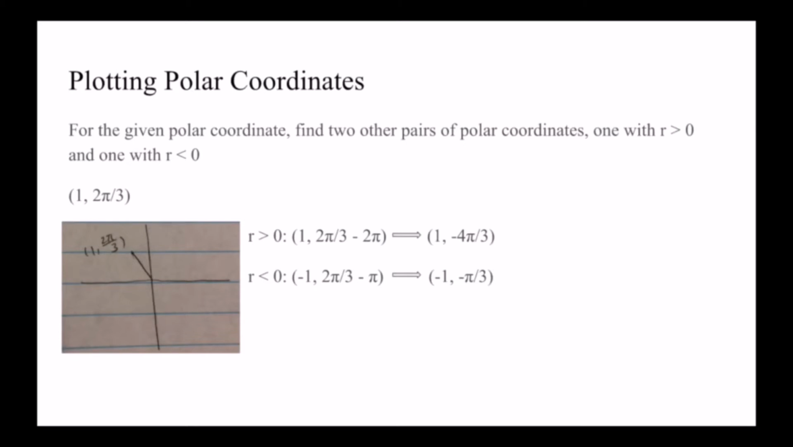So it would still lie in the second quadrant. So r would still be 1, and I would subtract 2 pi from the original angle, so it would find another point that would also be in the second quadrant, so the final point is (1, negative 4 pi over 3). And with r less than 0, r would be negative 1. So the point with r less than 0 would lie on the quadrant on the opposite side of the pole. So I subtracted pi from 2 pi over 3, which leads to a final point at (negative 1, negative pi over 3). Negative r, theta usually represents the same point as positive r, comma, theta plus pi.